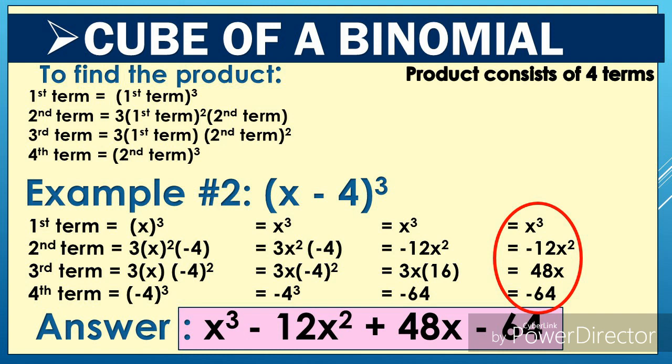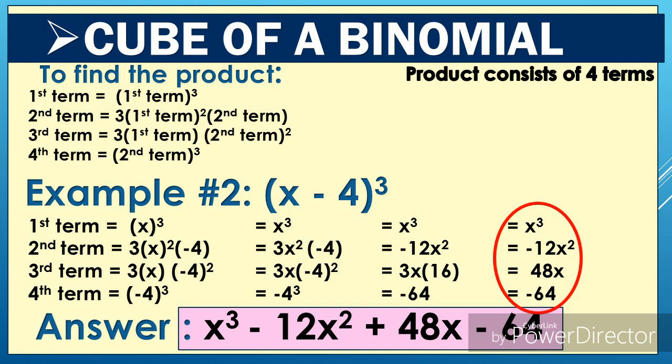Okay, next, let's have number 2 example. The quantity of x minus 4 cubed. Ang first term natin is x. Ang second term natin is negative 4. So, again, to find the first term, i-cube lang natin yung first term, which is x. That is x cubed. To find the second term, 3 times the first term, which is x squared, square natin. And then, the second term is negative 4. So, we have 3 times x squared times negative 4 equals negative 12x squared.